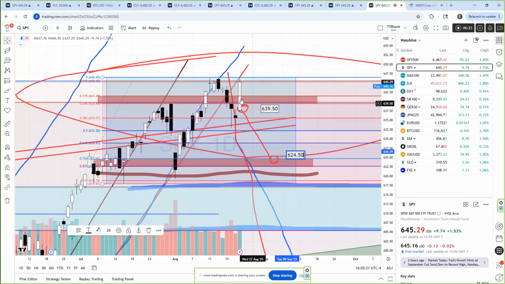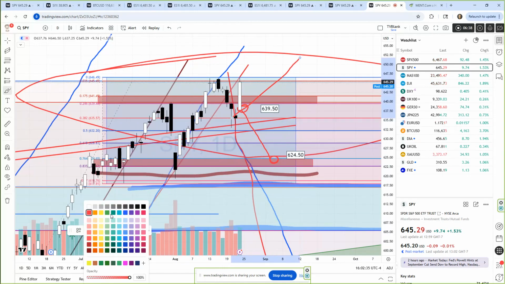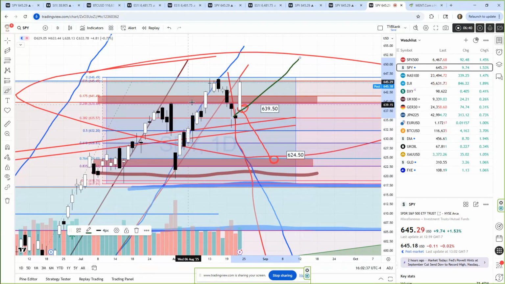But as long as we stay above this level, which again is 641 to 639.50, then we should be in an uptrend. So understand that as long as we stay above this level upward, technically we are still in an uptrend.